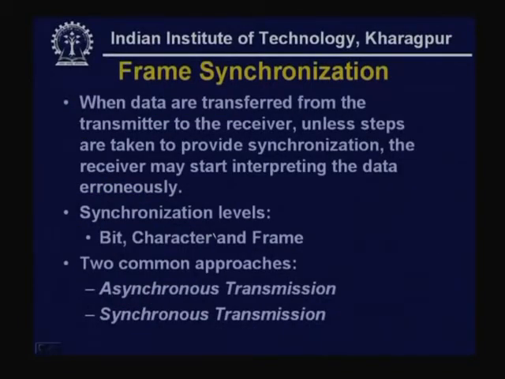First, let us focus on frame synchronization. When data is transferred from the transmitter to the receiver, unless steps are taken to provide synchronization, the receiver may start interpreting the data erroneously. So some kind of agreed upon convention has to be used, and as I mentioned, synchronization is done at 3 different levels: bit, character, and frame. And the two common approaches are asynchronous transmission and synchronous transmission. So let us consider these two one after the other.